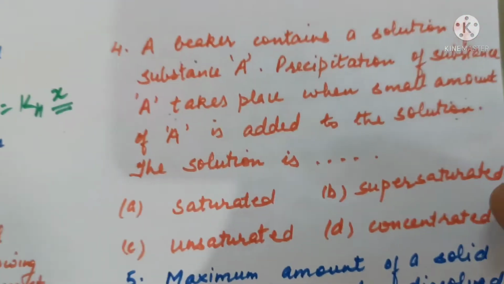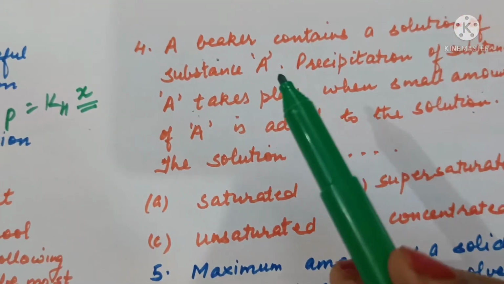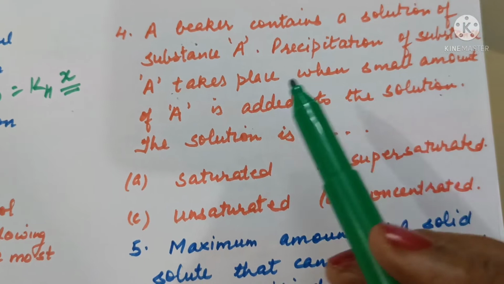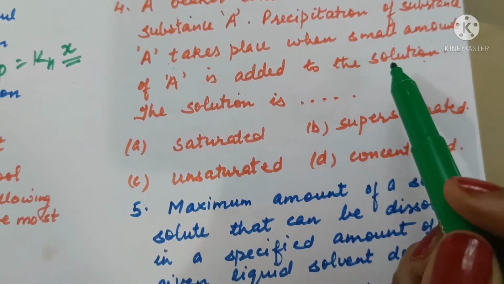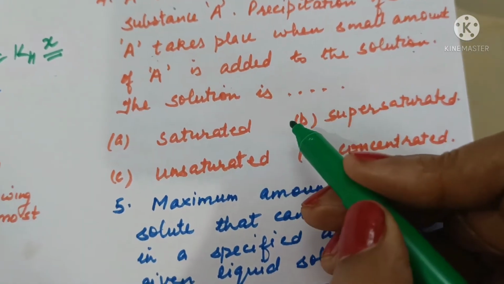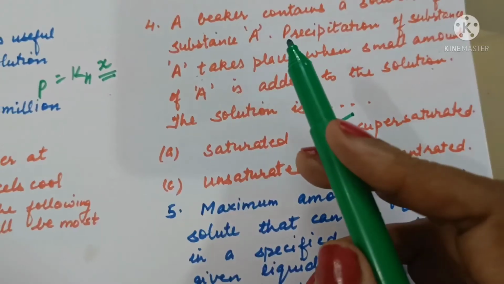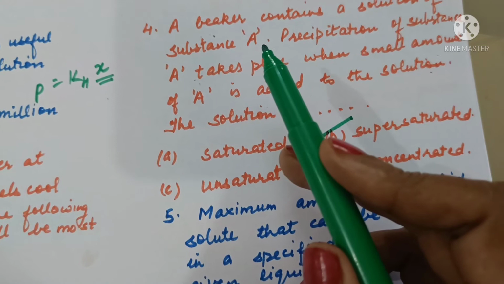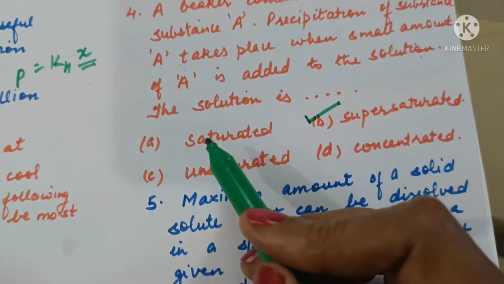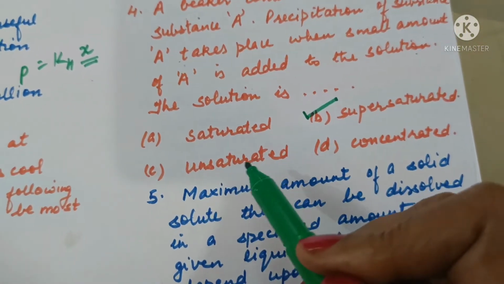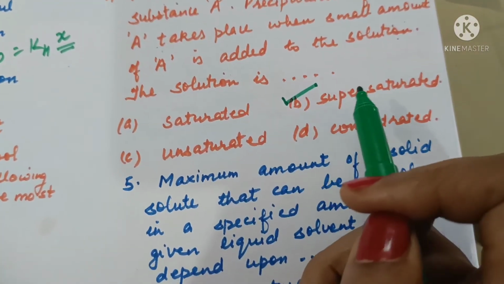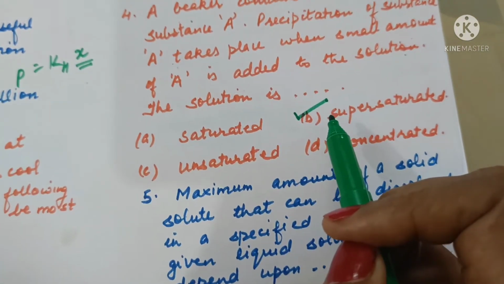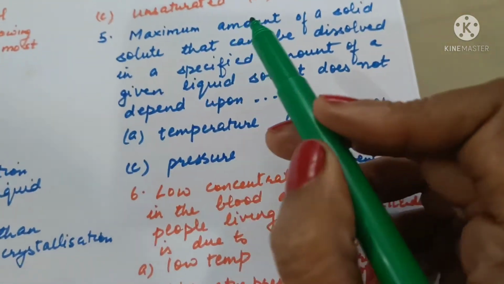A beaker contains a solution of substance A. Precipitation of substance A takes place when small amount of A is added to solution. The solution is supersaturated. Substance A will not dissolve if the solution is saturated, will dissolve if it's unsaturated, and it will precipitate if it's supersaturated. So B option is the correct answer.